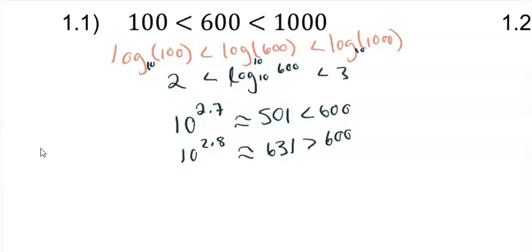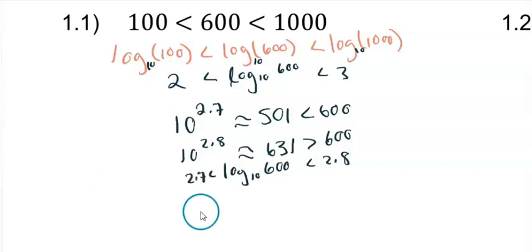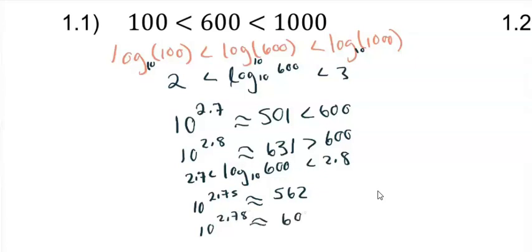So now I can definitely say that the log to the base of 10 of 600 lies in between 2.8 and 2.7. We still do not have the specific answer, but now we can refine it a little bit. So if we try now 10 to the power of 2.75, we get approximately 562, which is still not 600, but 10 to the power of 2.78 will give me 603. So that's more or less 600.